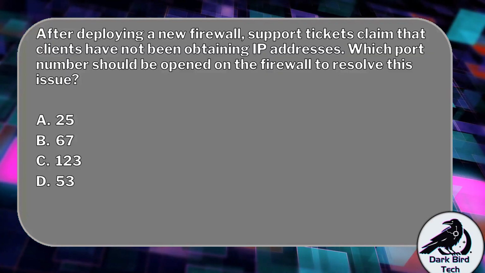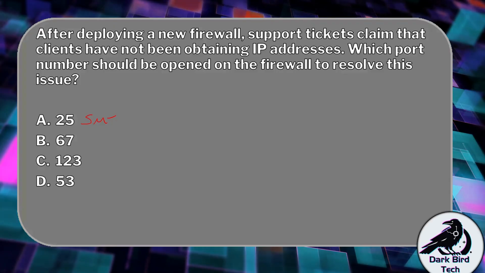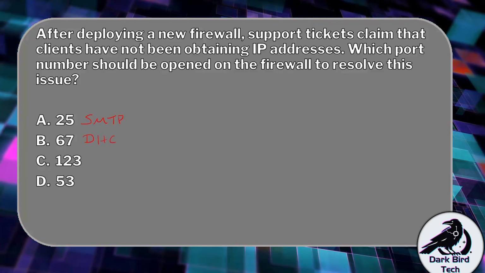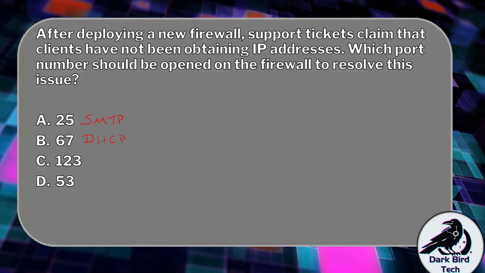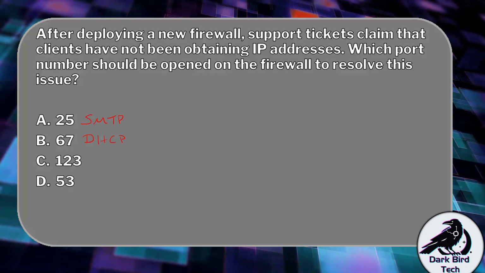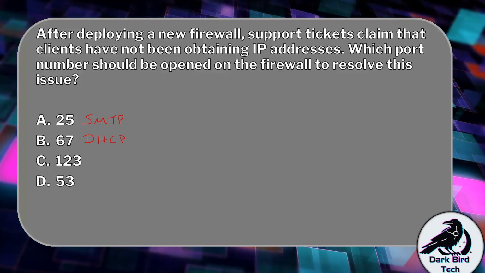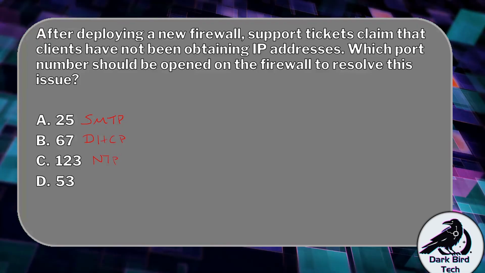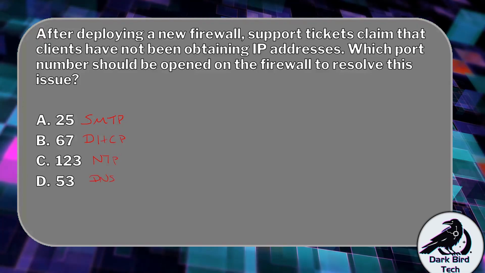So port 25, that is SMTP. Port 67 is DHCP. And if you guys are all going, yeah, that's the one, I agree with you. But let's just make sure we know what the other ones are in case there's a better option. Port 123 is the Network Time Protocol, or NTP. And port 53 is DNS.